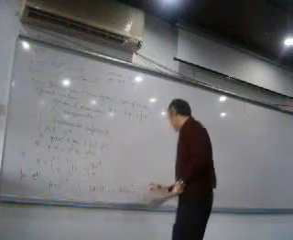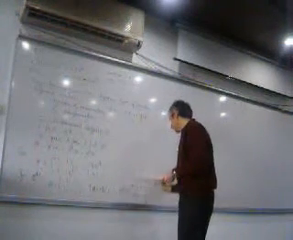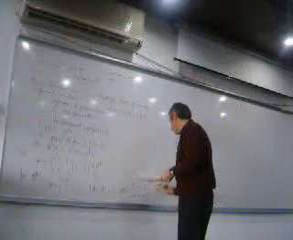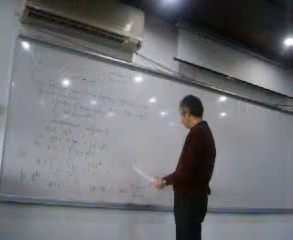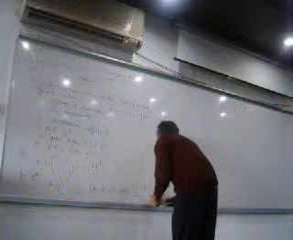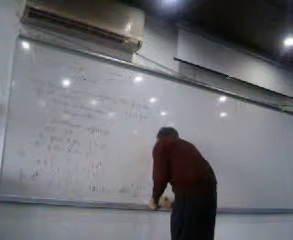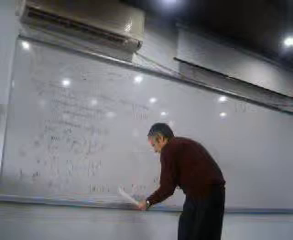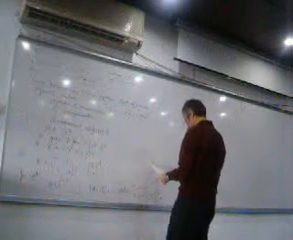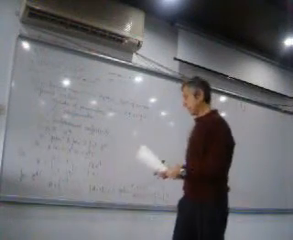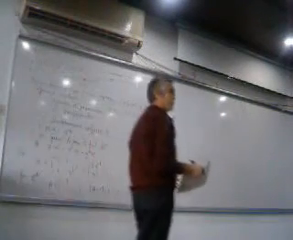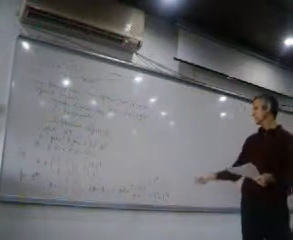Now, the eigenvectors are, from here, psi 1 is 1, minus 1. From here you find psi 2 equals 1, 1. Alright? Now, so then the homogeneous solution is obvious.